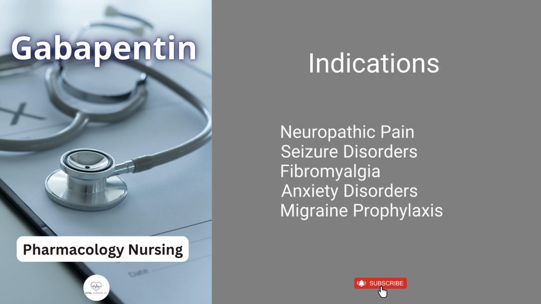Starting with indications. Gabapentin is prescribed for various conditions including neuropathic pain, seizure disorders, fibromyalgia, anxiety disorders, and migraine prophylaxis. Let's take a moment to go over each of these conditions and how they are treated. Neuropathic pain, commonly used for conditions like diabetic neuropathy and postherpetic neuralgia.